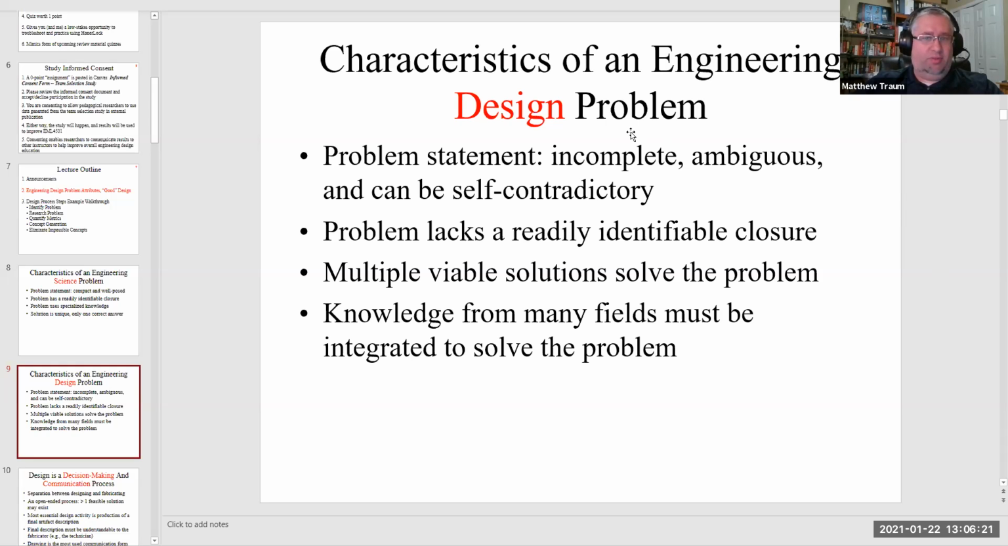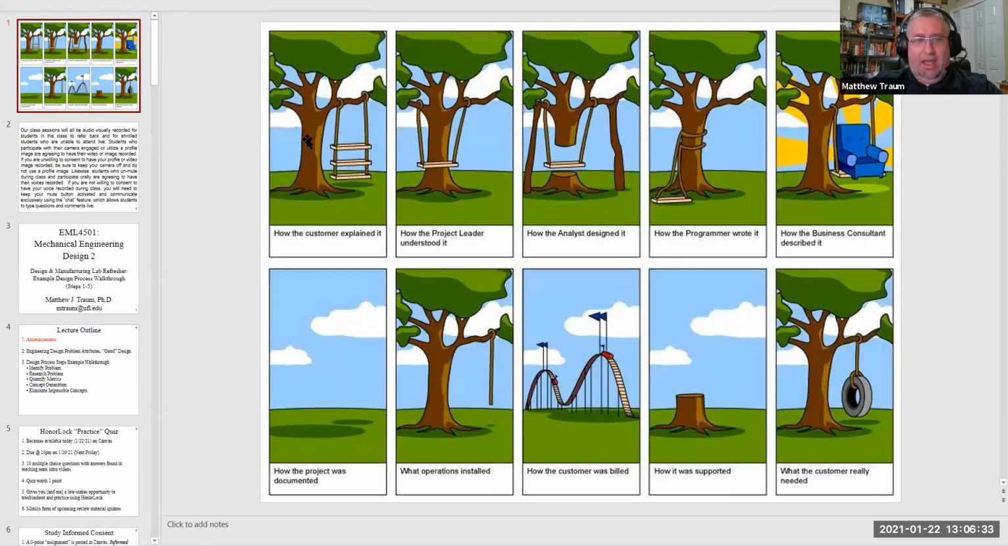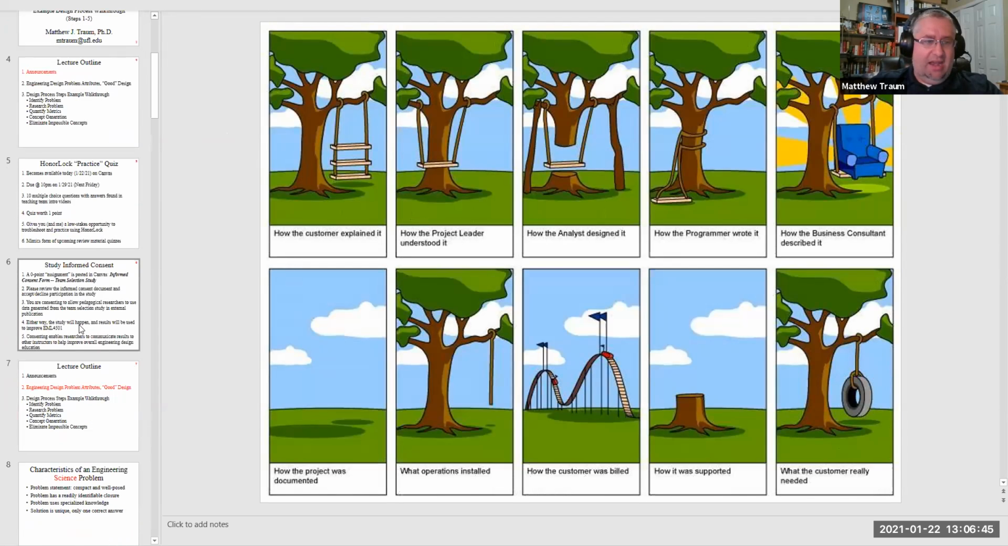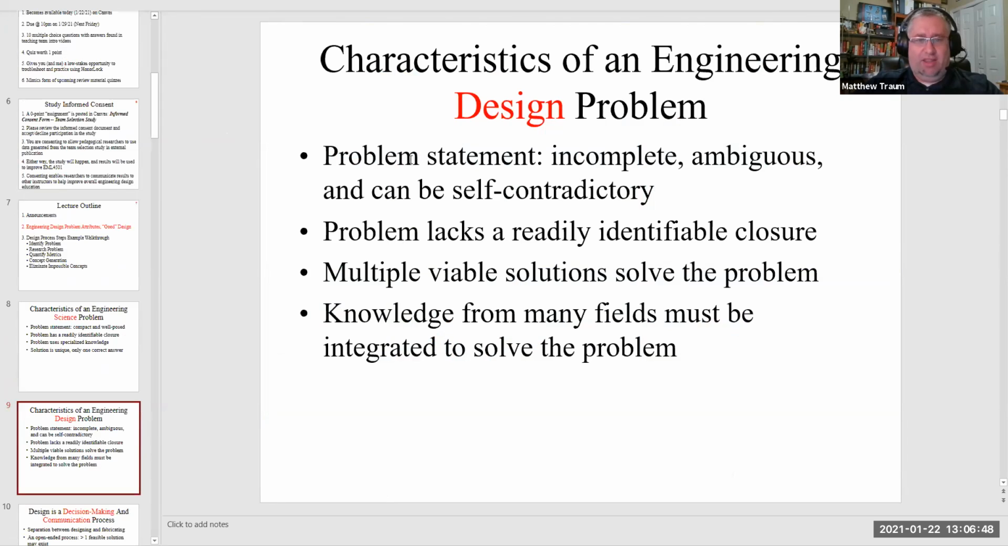So we're solving design problems. What sets design problems apart from engineering science problems? Well, one, the problem statement is incomplete, ambiguous, and can be self-contradictory, right? So if I go back to the slide that I opened on, this top left panel is how the customer explained what they wanted, and this bottom right panel is what the customer really needed, right? And so that is manifest in the customer needs statement that's generated, the problem statement that's generated for the design engineers to work on. A lot of times, those customer needs statements are incomplete, ambiguous, or self-contradictory because the customer doesn't know what the customer wants a lot of times. So that's why those statements are ambiguous.